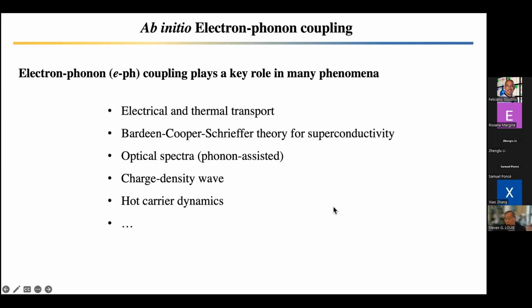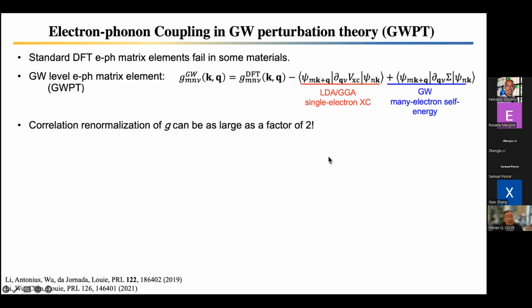You have already learned in the last few days about electron-phonon coupling, which is a very important quantity in understanding many phenomena. In the standard kind of DFT approach, the electron-phonon matrix element you calculated, in fact, is for that of the non-interacting Kohn-Sham orbitals with the phonons. Now, this kind of approach is very accurate and good for a number of materials. However, it's also known that it can fail for some materials.